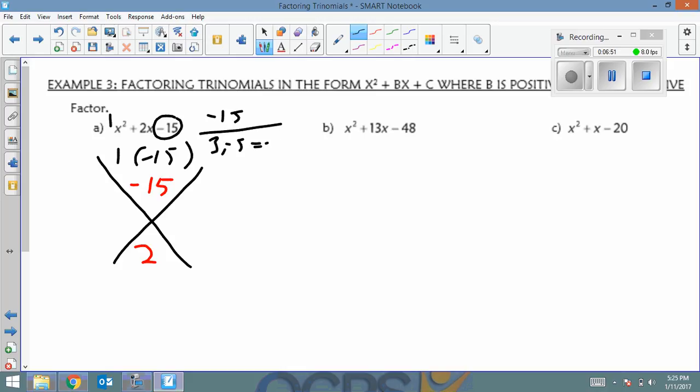So when I add that, that gives me -2. That doesn't work because I need +2. So let's reverse it. Let's make the 3 negative, and that does give me 2. So these get written on the side.